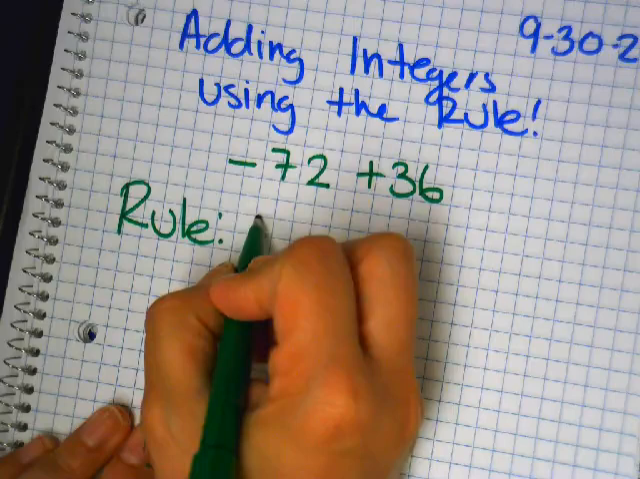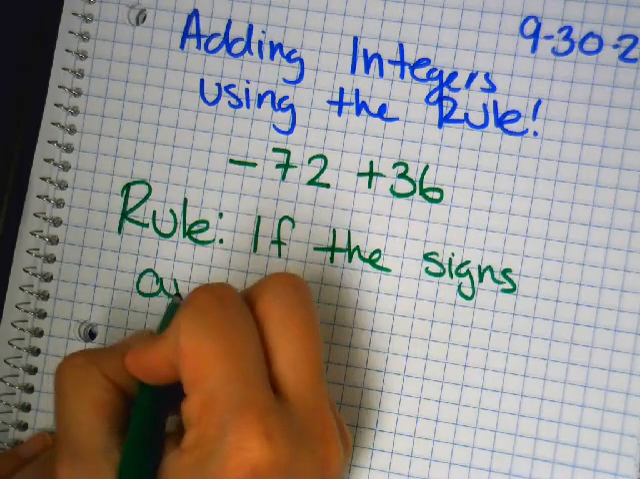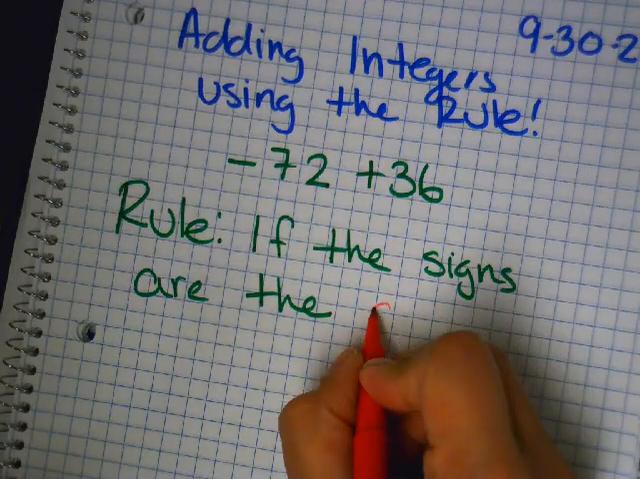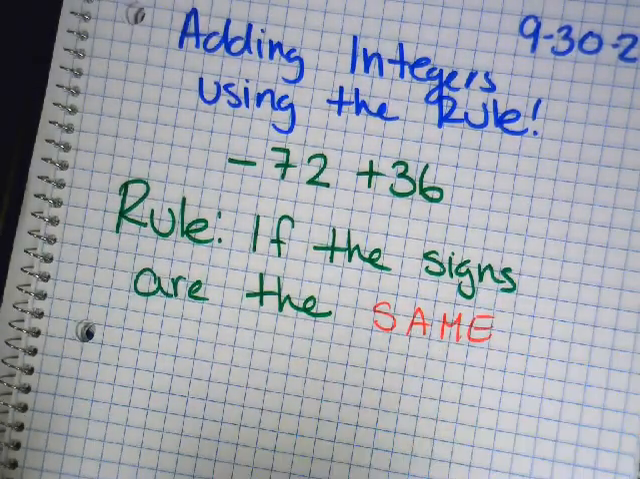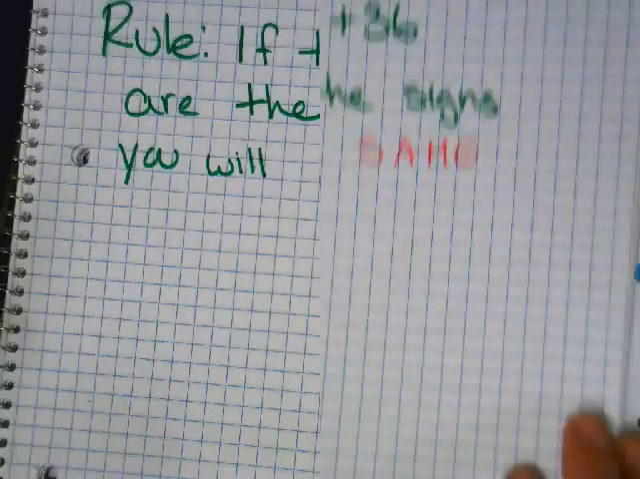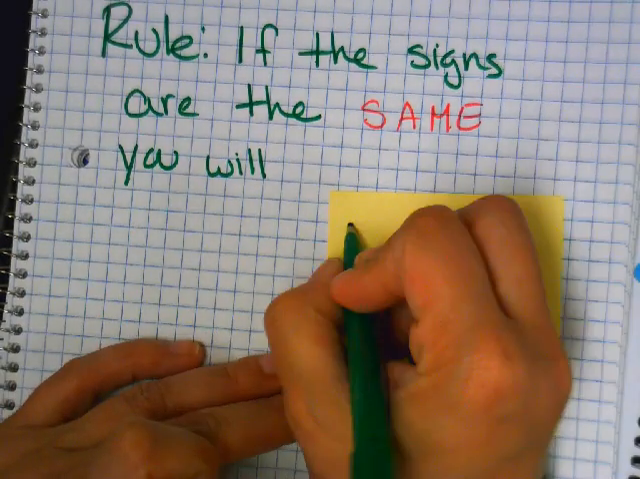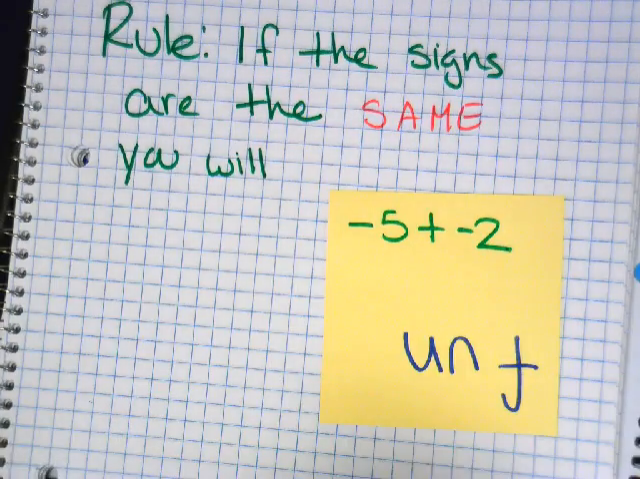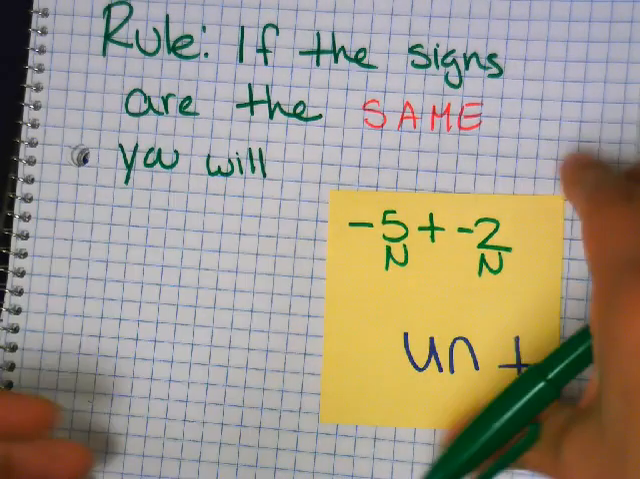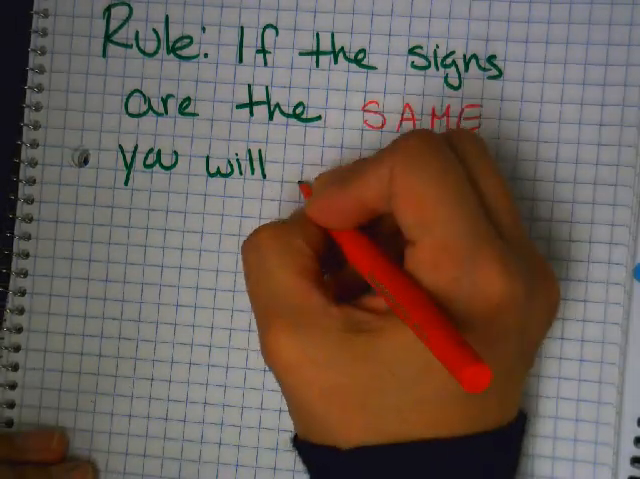Let's start with if the signs are the same. We'll start with the same. If the signs are the same, you will what? So if I have negative 5 plus negative 2, are they both the same sign? Yeah, they're both negative, right? This is a negative, this is a negative. So what do you do if the signs are the same? You're going to add.